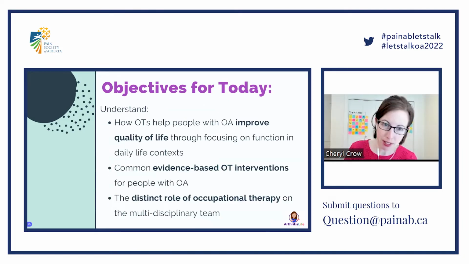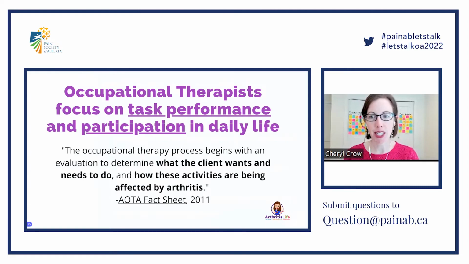My objectives for today are for you to understand how occupational therapists help people with OA improve their quality of life through focusing on their ability to function in their specific daily life context, and also understand some common evidence-based OT interventions for OA and the distinct role of OT on the multidisciplinary team.